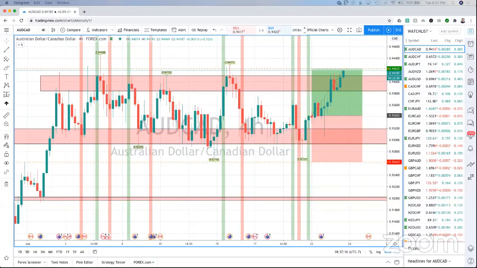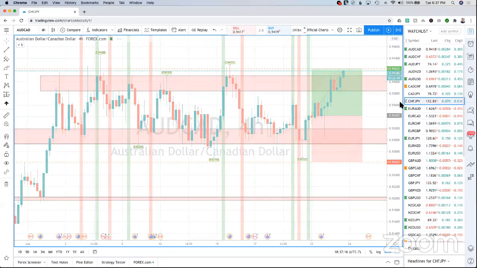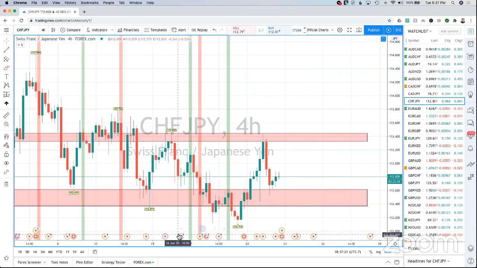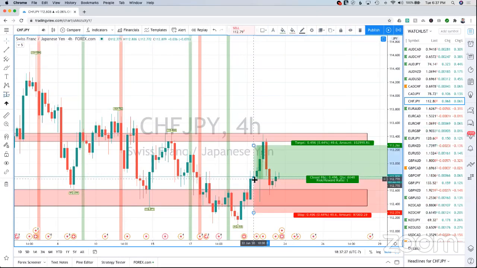All right, Dion. So let me go over your question real quick. Dion wanted me to look at CHF JPY. So CHF JPY, there was a valid buy entry right here. It looks like it would have hit TP already. So let me just map it real quick.